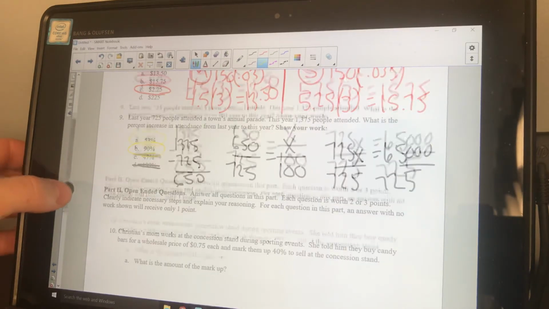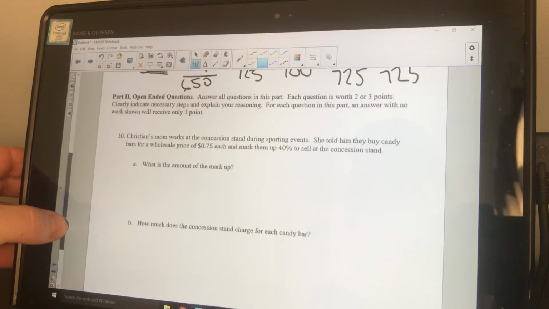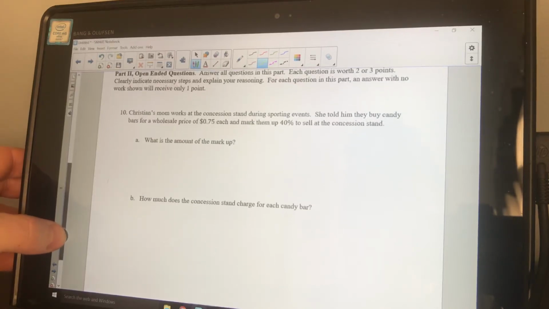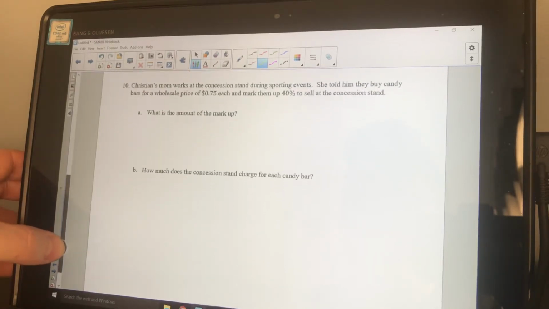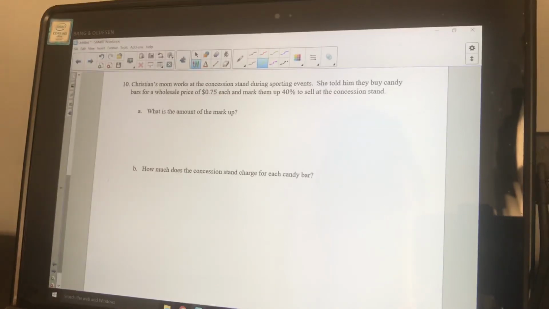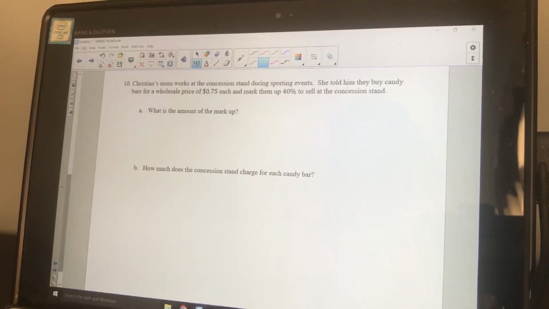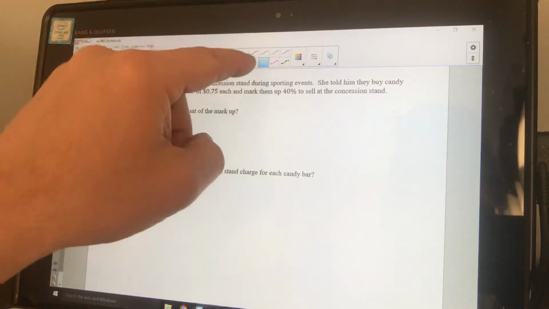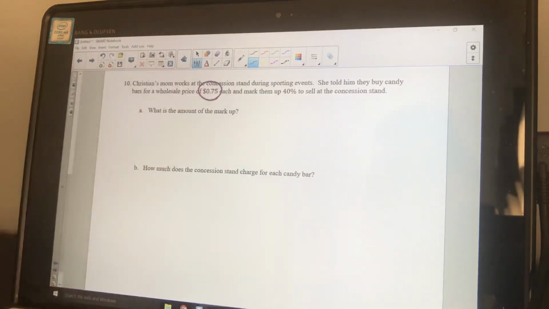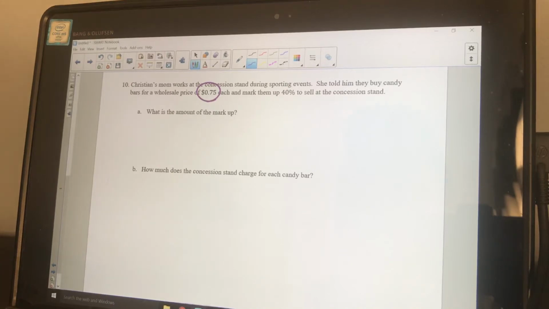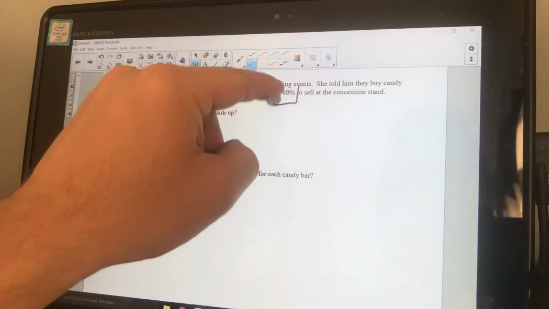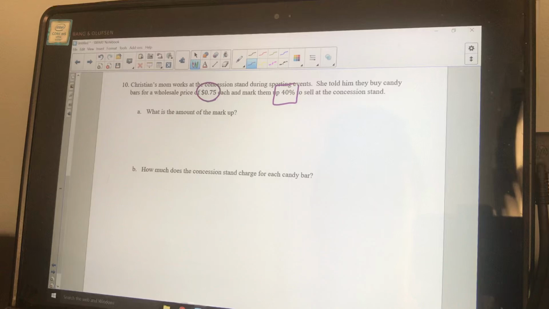All right, part 2, each worth 2 or 3 points apiece. Okay, gonna make sure we show our work on these because we only get 1 point if it's just the right answer. Christian's mom works at a concession stand during sporting events. She told him they buy candy bars at wholesale for 75 cents. Okay, so they buy them a lot at one time, 75 cents each, and then mark them up 40% at the concession stand. That's how they make money. What is the amount of markup?